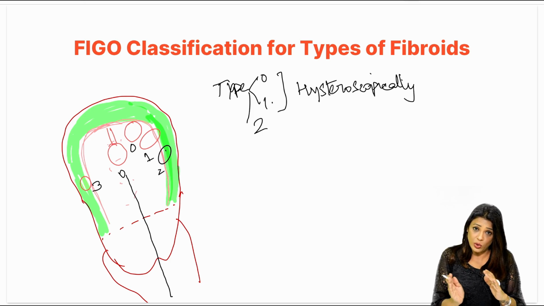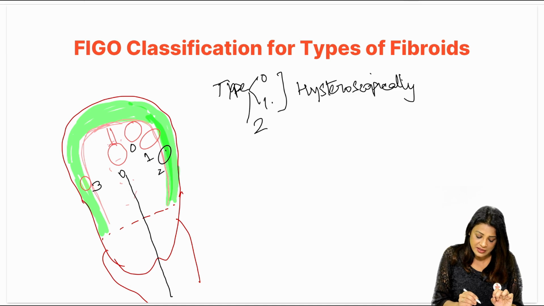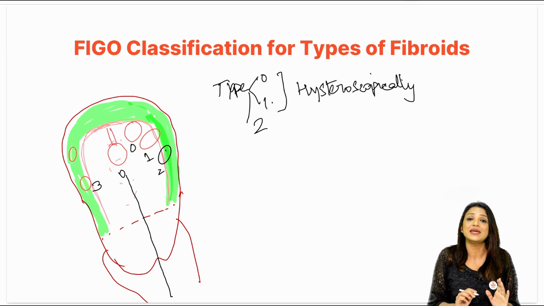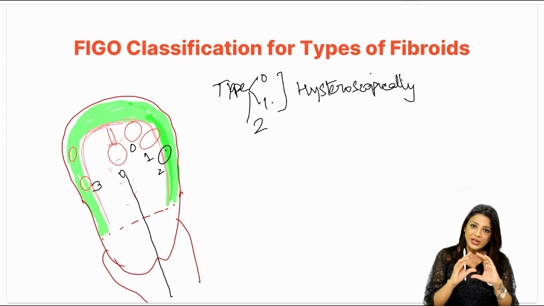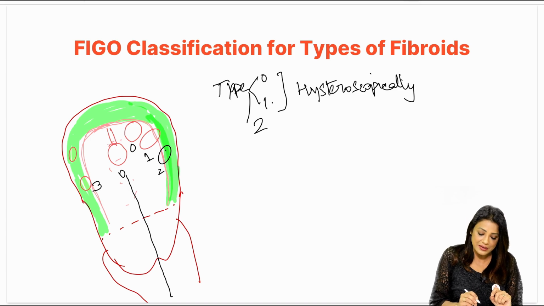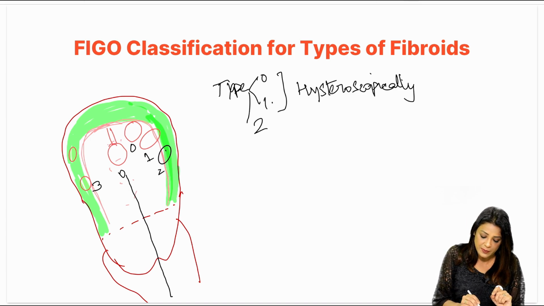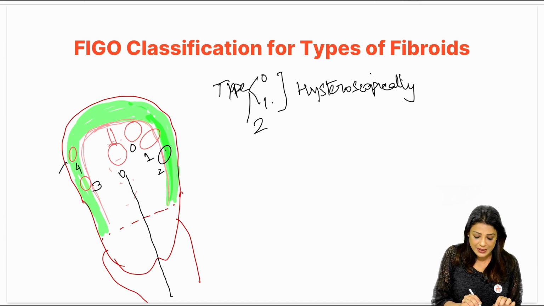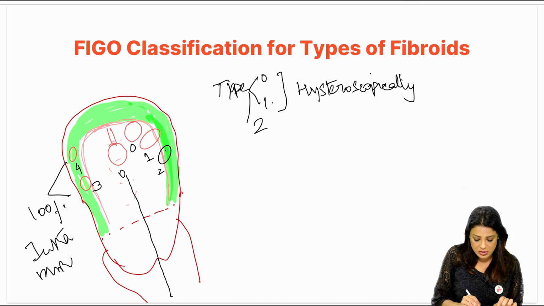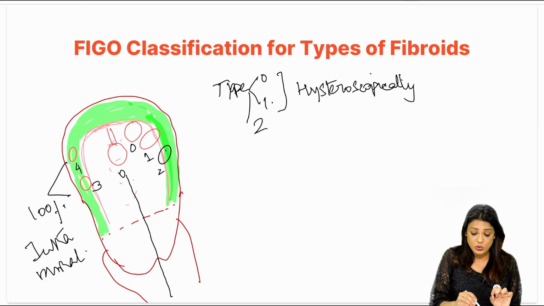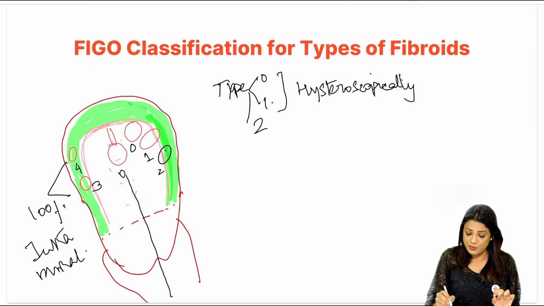Now imagine this going further inside. If this is going further inside, this will become type 4 like this. A fibroid which is not touching the serosa, or the endometrium, it is totally embedded inside the muscle, that is type 4. Okay, so this becomes type 4. So type 3 and type 4 are 100% intramural, right?